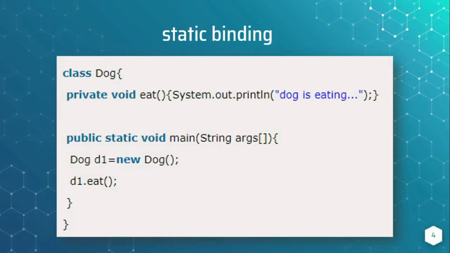Static binding. When the type of the object is determined at compile time by the compiler, it is known as static binding. If there is any private, final, or static method in a class, there is what we call static binding.